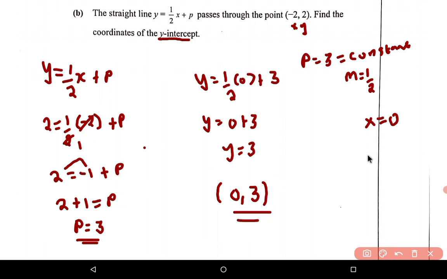So if you have something like this on the y-intercept, you always know that x is equal to 0. All right, so from this, we can go to the next question.